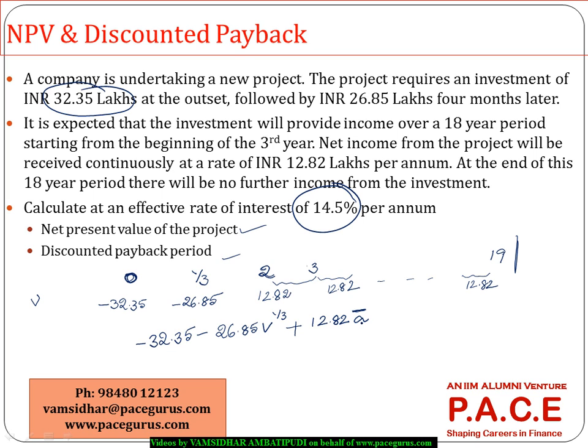So I'll write A bar for a period of 18 years. And this is after 2 years, right, from the third year onwards. So directly I can take V squared, because if I want to find out the present value of it, from here, A bar is from this perspective. A bar V squared is from this perspective. So I'll take it as A bar V squared into 12.82. And of course, this V squared I would be taking at the rate of 14.5%.